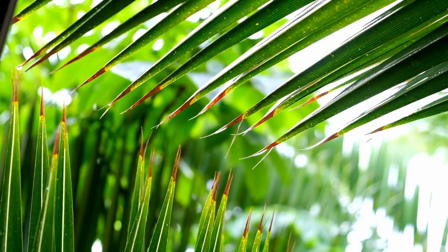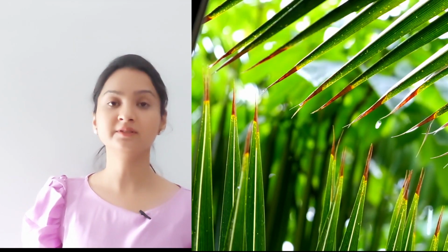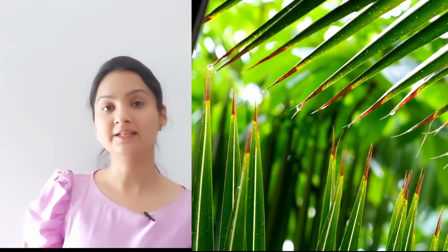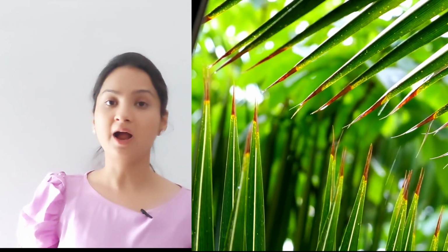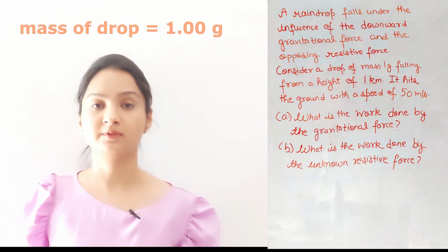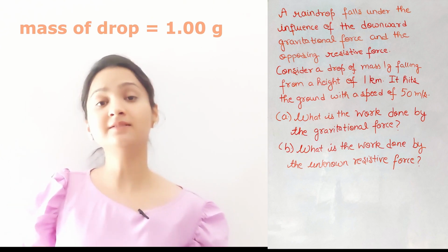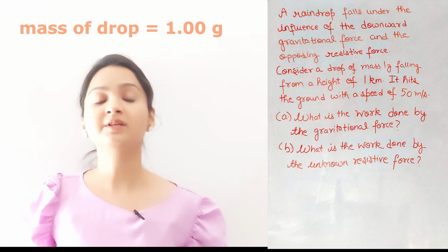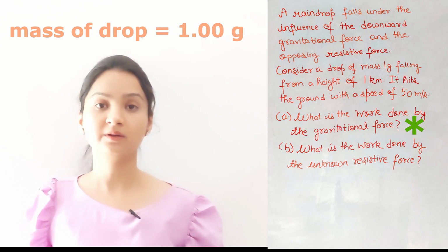I take an example of a real life situation. You must have observed a raindrop falling under the influence of gravity. There's another force that is acting, the air drag, in exactly the opposite direction to the direction of gravity. You have a gravitational force and the resistive force, the air drag. Now if this drop of water is of 1 gram and it falls from a height of 1 kilometer and it hits the ground with a velocity of 50 meters per second, can you calculate the work done by the gravitational force on this drop?